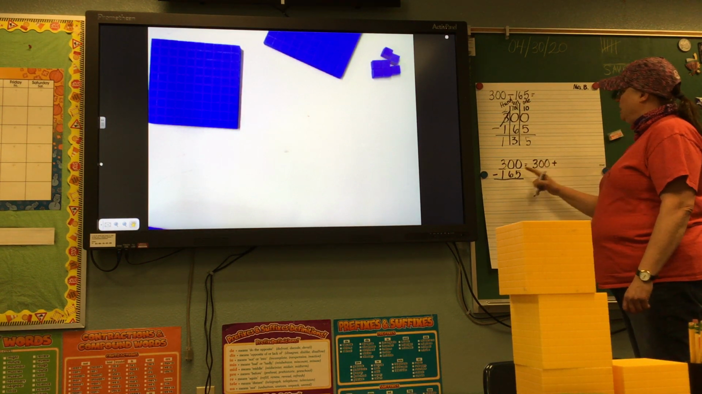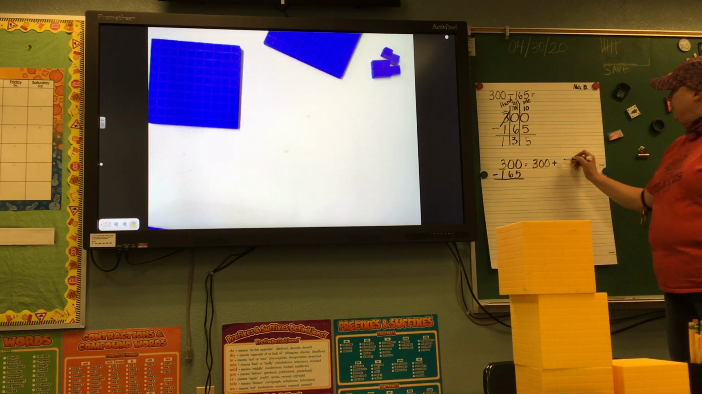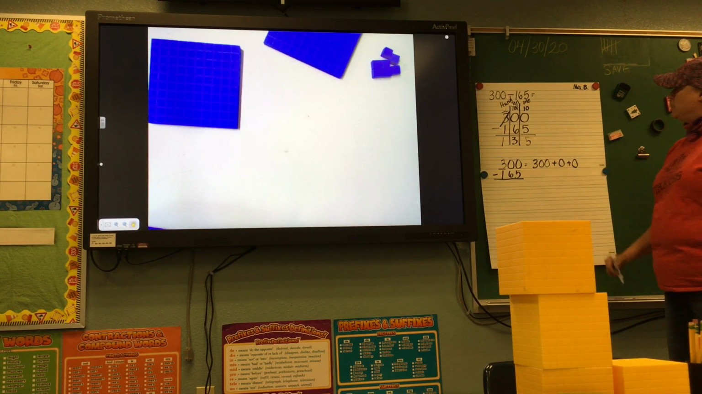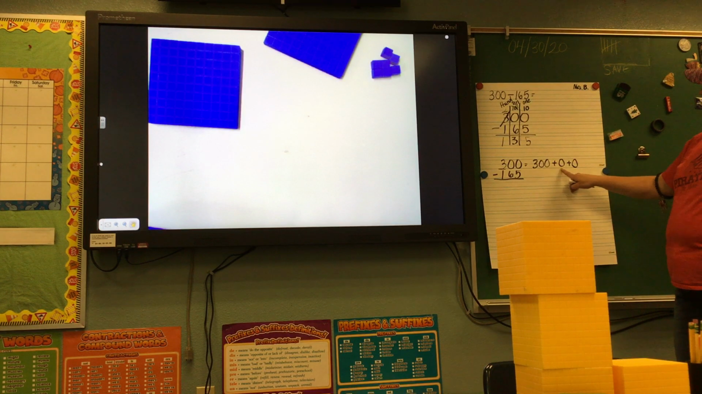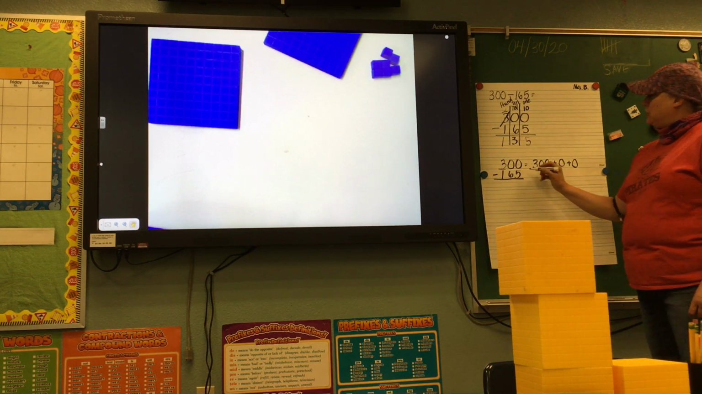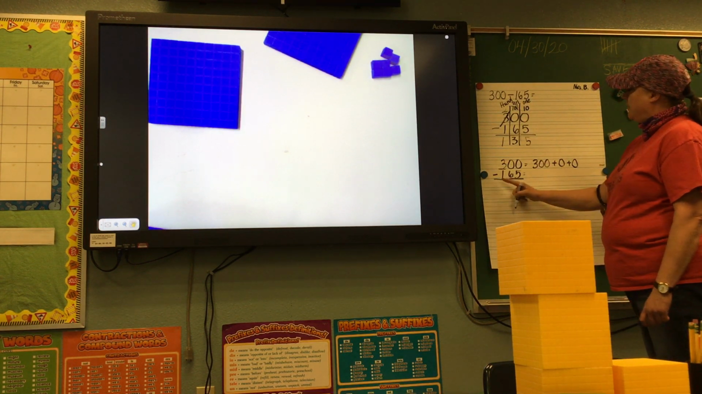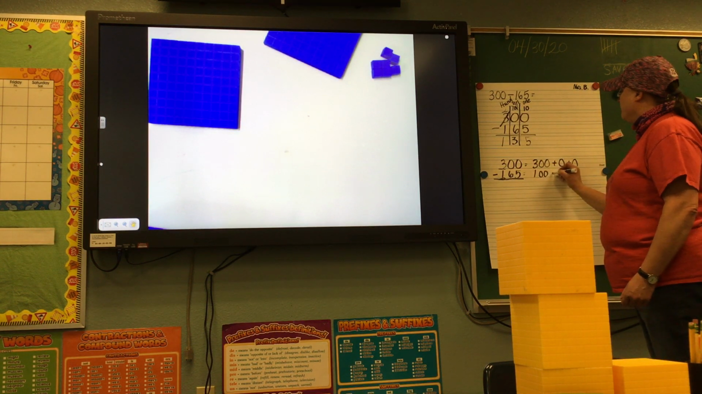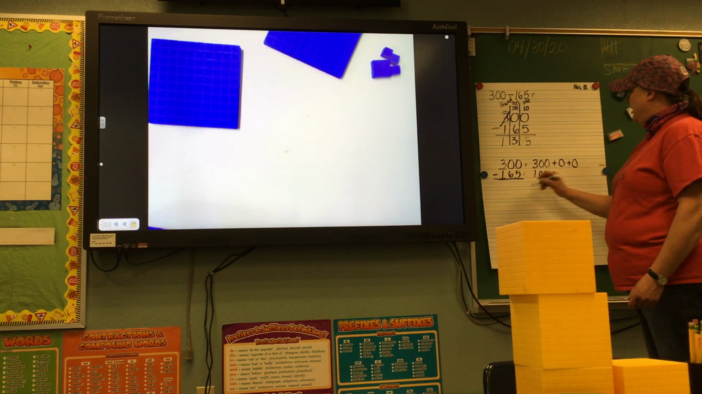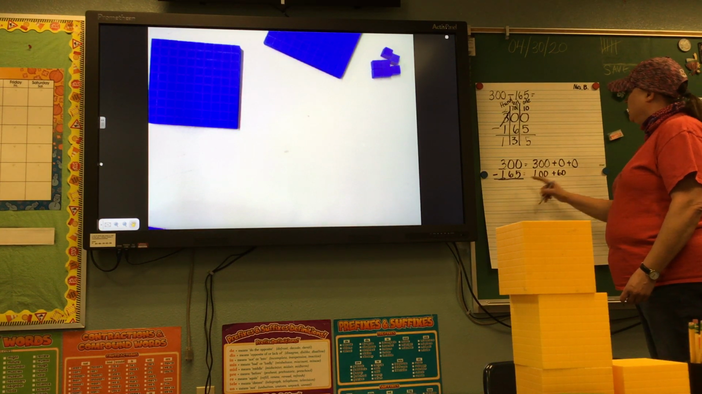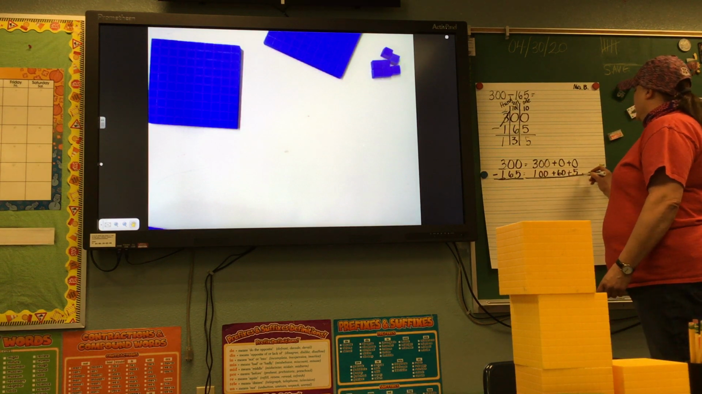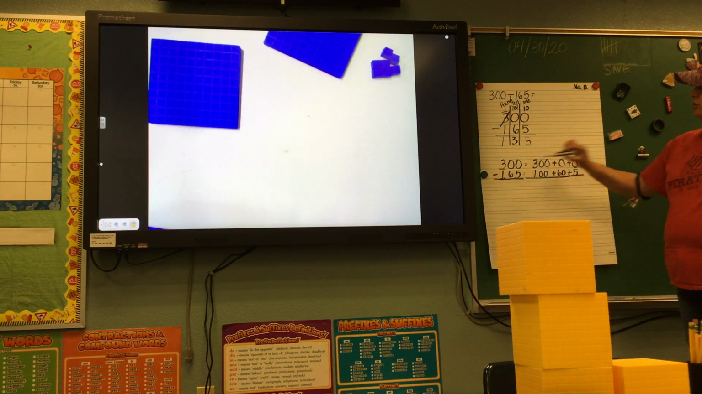Do I have any tens? No tens. Do I have any ones? Nope. Okay, so 300 is actually 300 plus no tens plus no ones. Now let's do the same thing with 165. What's the value of the 1? It's worth 100. Added to 6 tens, which is actually 60, added to 5 ones. Now, same thing. When I started, 300 is a larger number.